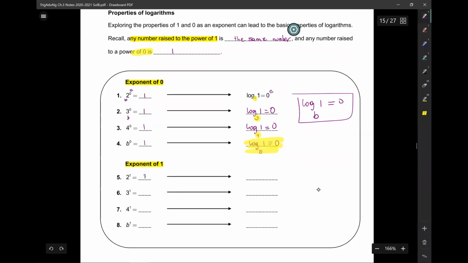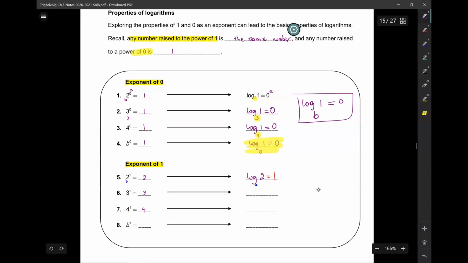2 to the 1 is 2. 3 to the 1 is 3. 4 to the 1 is 4. Hey, let's write these in exponential form. Log base 2 of 2 is equal to the exponent 1.